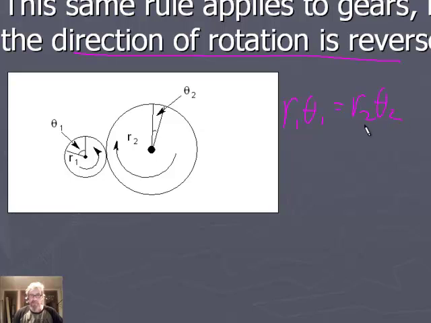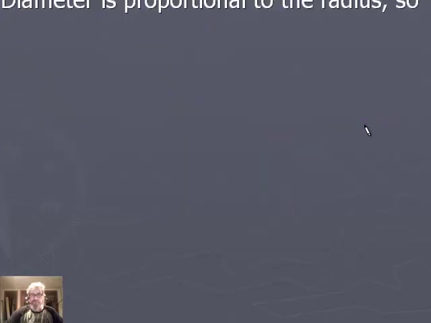And diameter is just 2 times R. So if you had 2 times R1 times theta 1, and you set that equal to 2 times R2 times theta 2, that would just be multiplying both sides of an equation that we already believe by the same number, by 2. Well, that means that diameter 1 times theta 1 is diameter 2 times theta 2. So we can use diameter and radius interchangeably depending on what's easier.